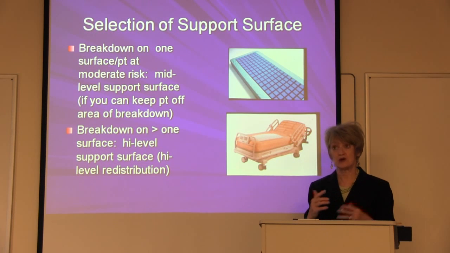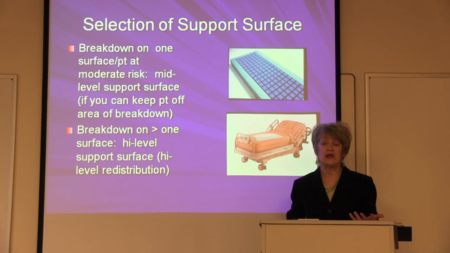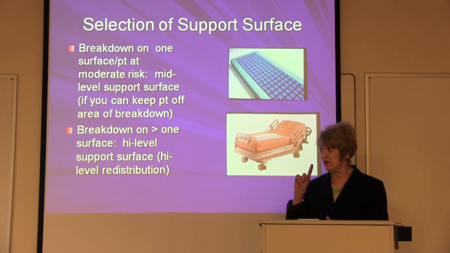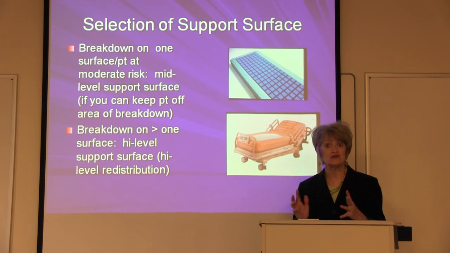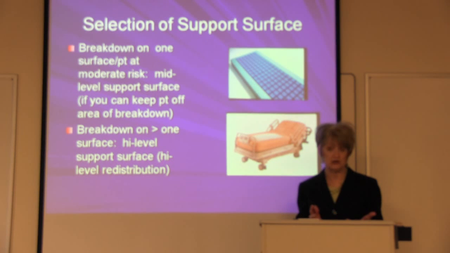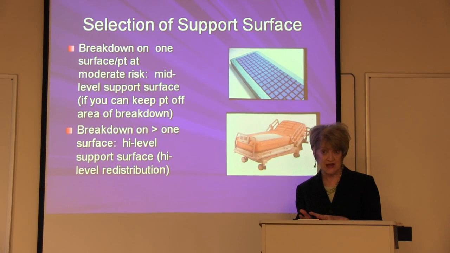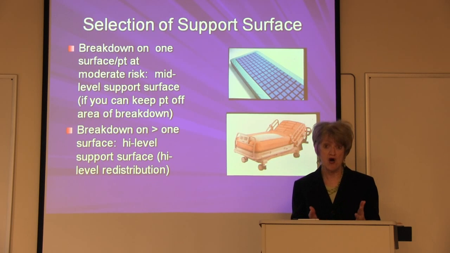Okay, now let's go to our second thing. What if we have a patient who has breakdown on one surface and they're at moderate risk? Well, we mentioned this already. One surface, moderate risk, you still have two surfaces that you can use for repositioning that patient, and you can keep them off of that one involved surface.